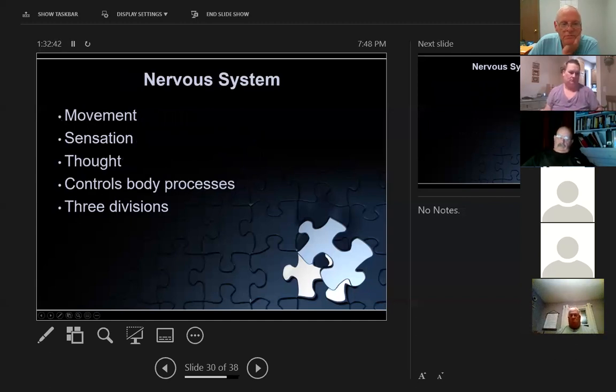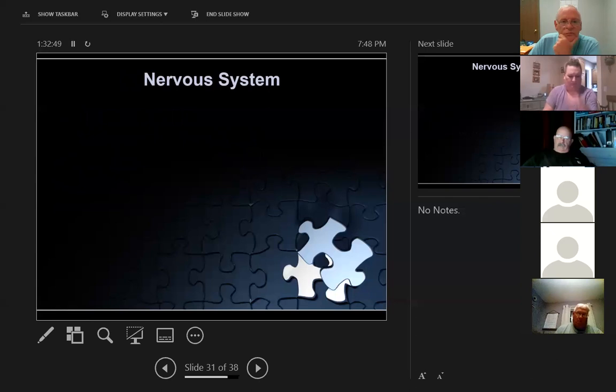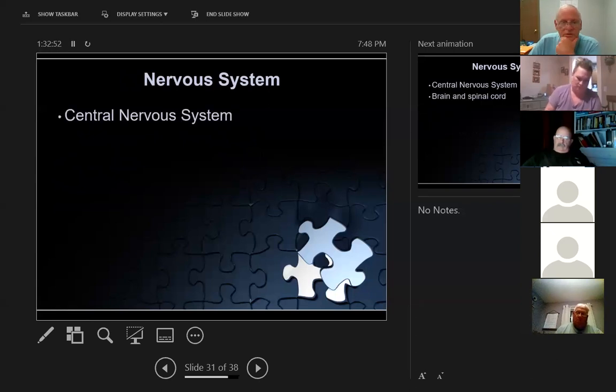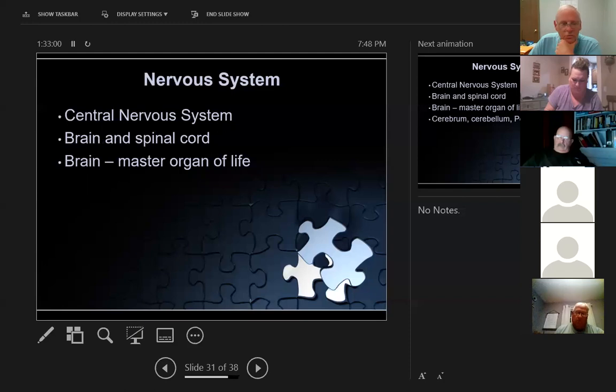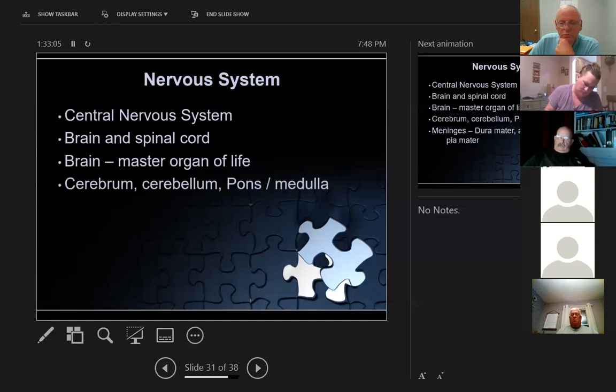Functions, movement, sensation, thought, control of all body processes, and we categorize it into three different divisions. The first one is the central nervous system, CNS, and this basically is the brain and the spinal cord. The brain is the master organ of life, obviously. Its physical components are the cerebrum, which is the biggest part, the cerebellum, which is sort of in the back, and then the pons and medulla, which kind of sits up underneath the cerebellum right before this nerve tissue exits the skull.